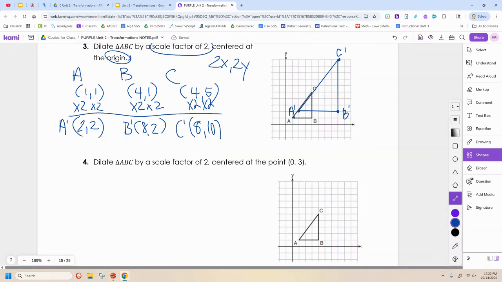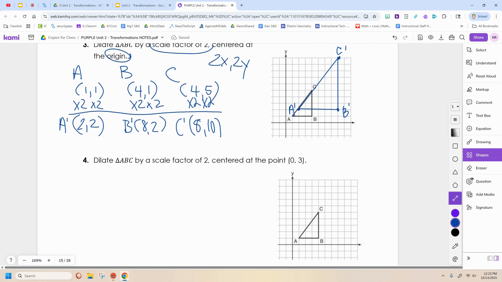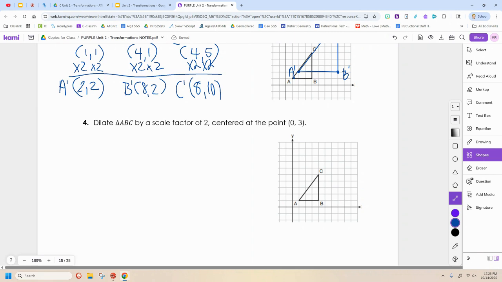All right, did you get something that looks like that? Yeah, cool. You can see that the angle measures haven't changed. Corresponding angles are going to be congruent. Corresponding sides are proportional. So now let's do this again, but now we're going to move our center. Let's see how that changes things.